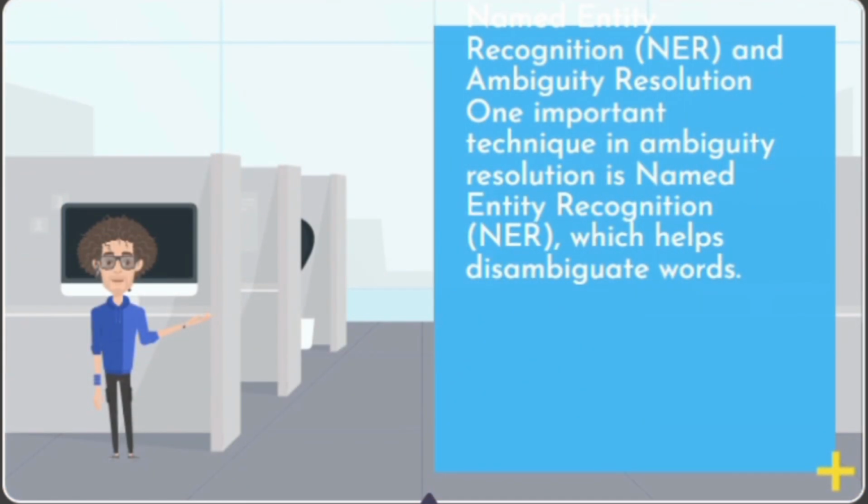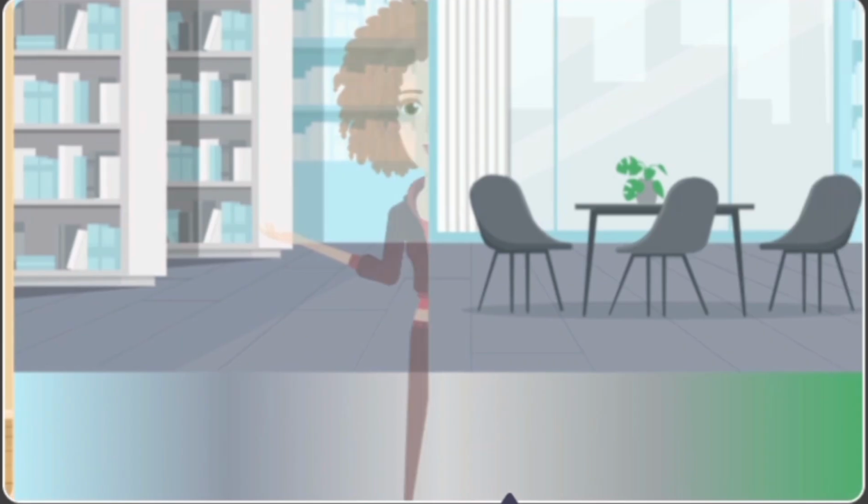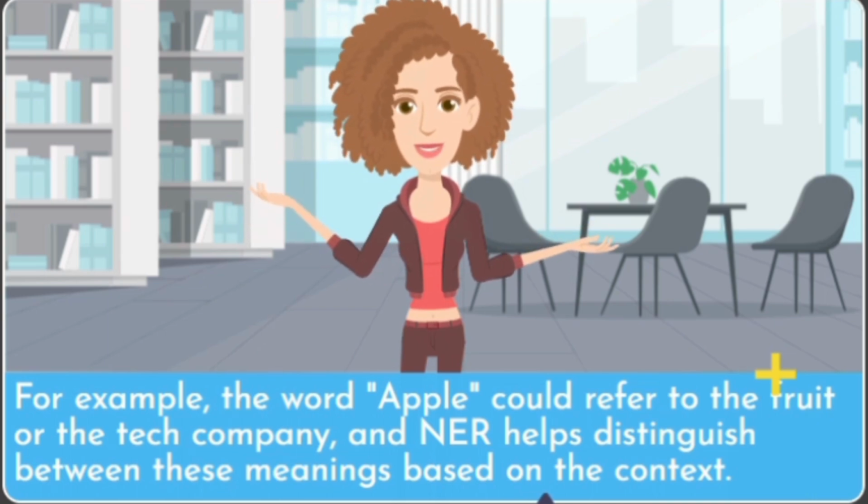Named entity recognition, NER, and ambiguity resolution. One important technique in ambiguity resolution is named entity recognition, NER, which helps disambiguate words. NER identifies specific entities like people, organizations, and locations in text. For example, the word apple could refer to the fruit or the tech company, and NER helps distinguish between these meanings based on the context.